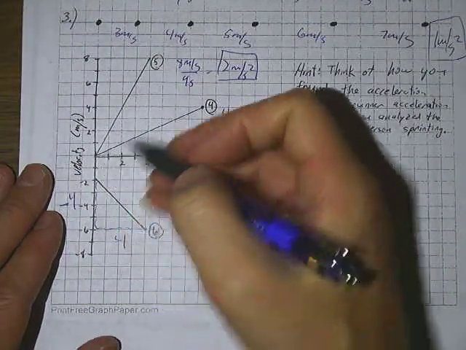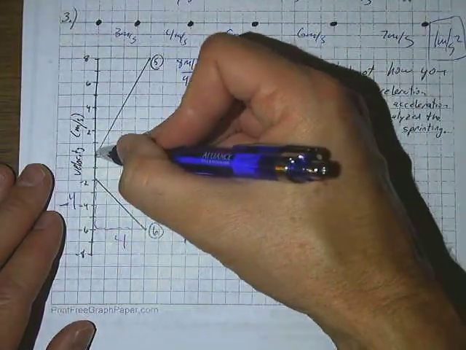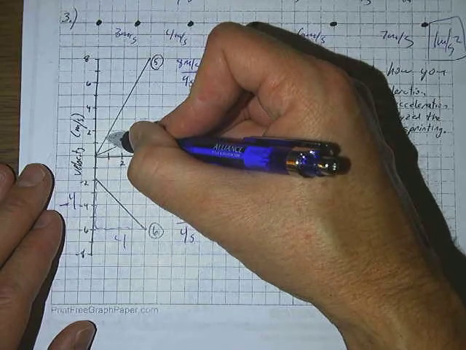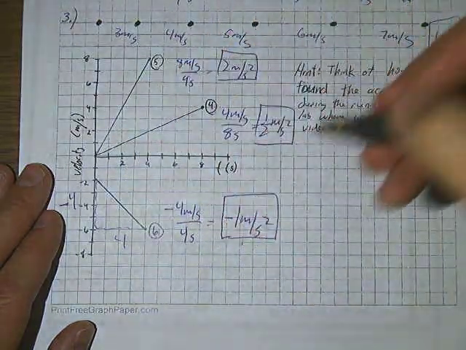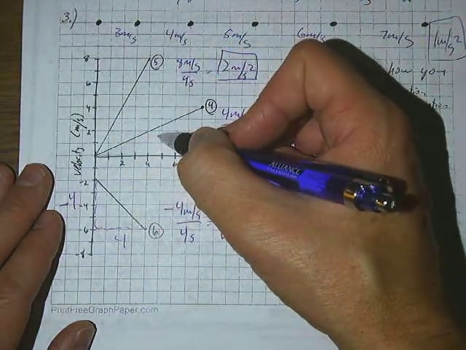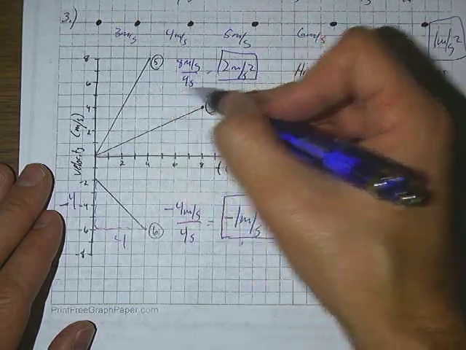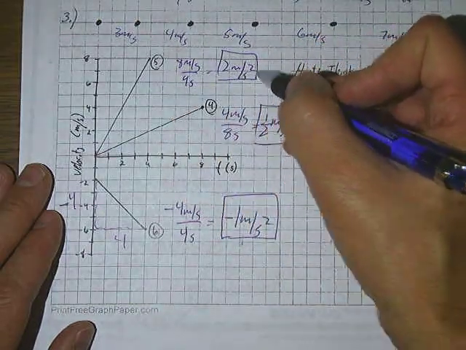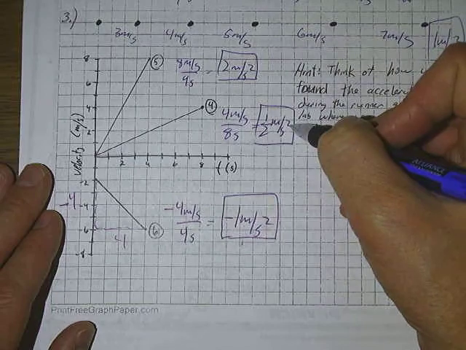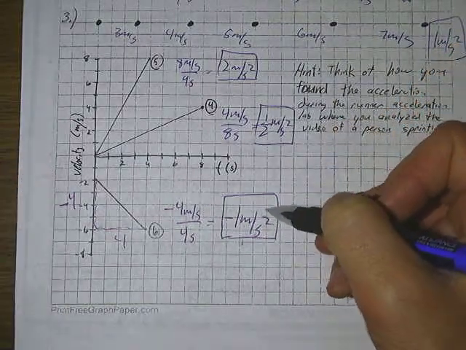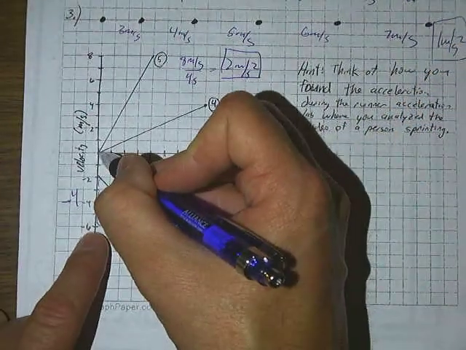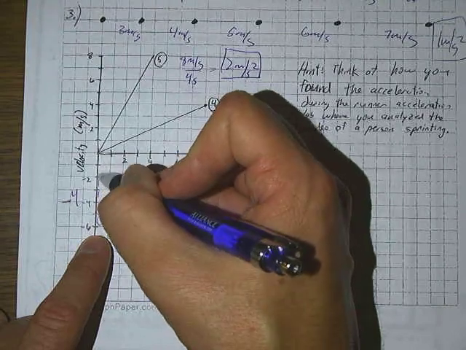You had to think about when we did the runner acceleration lab, we were finding the slope of the velocity time graph. So these are velocity time graphs, so the slope of this line is your acceleration. The steeper the line, the faster you're speeding up. The less steep, the slower you're speeding up. So rise over run, we get 2 meters per second squared. Here we get 1/2 meter per second squared.